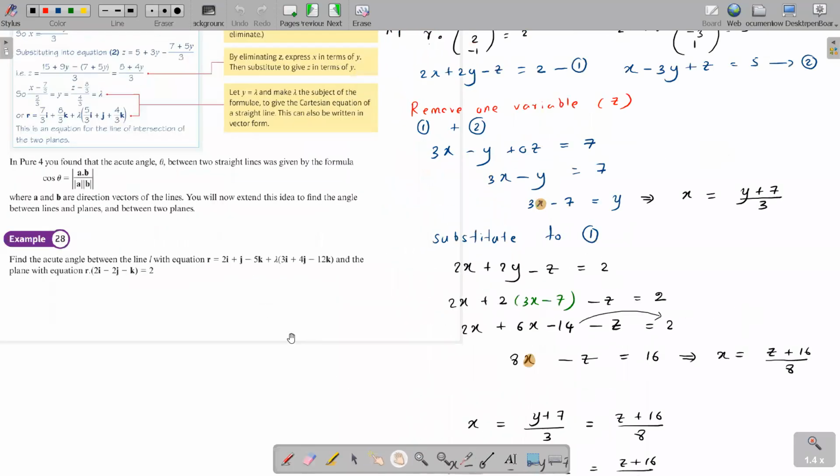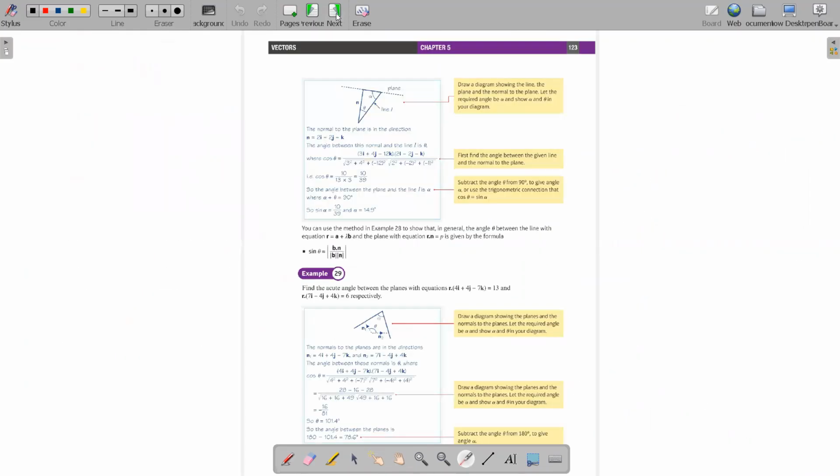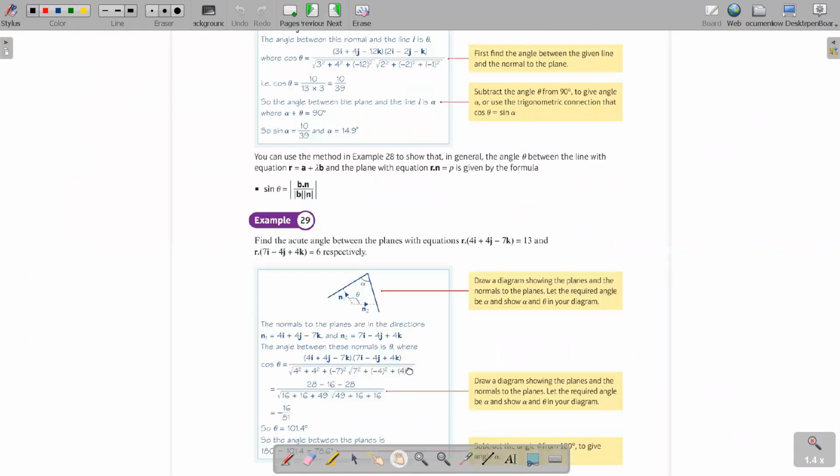Okay, then children, the last part, the angles. The acute angle between two straight lines is given by a dot b over modulus a modulus b. This you have learned in P4, so this is not something new for you, right? This is something you already know, but there is something new in vectors.